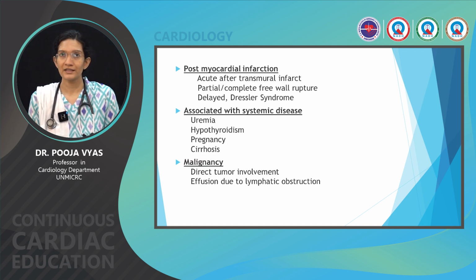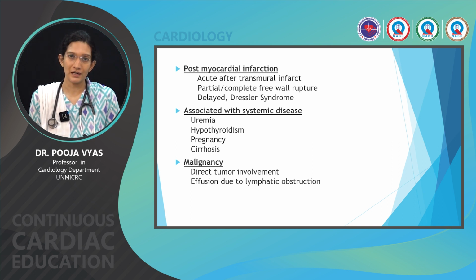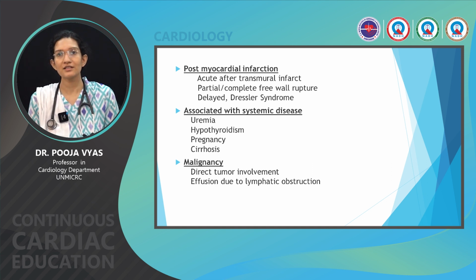Pericardial effusion may develop acutely post myocardial infarction after a transmural infarct, or may be due to free wall rupture, which may be partial or complete, and delayed pericardial effusion may develop in Dressler syndrome. Pericardial involvement may also occur with systemic diseases like uremia in patients with chronic kidney disease, hypothyroidism, pregnancy, cirrhosis. Even malignancy can involve the pericardium, either as pericardial effusion or direct tumor involvement.